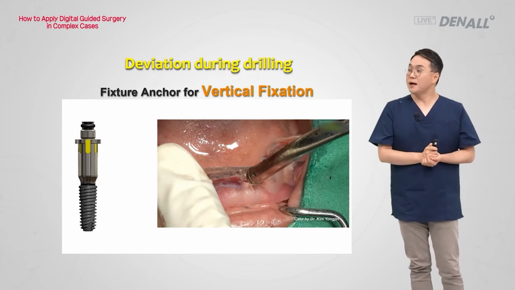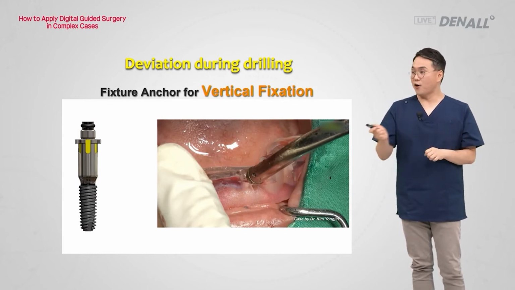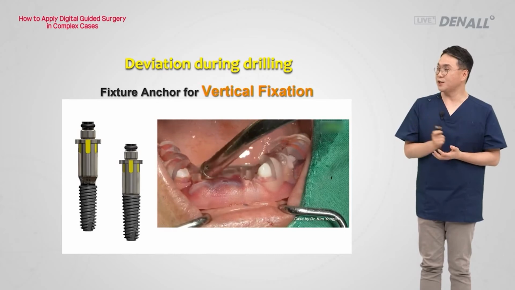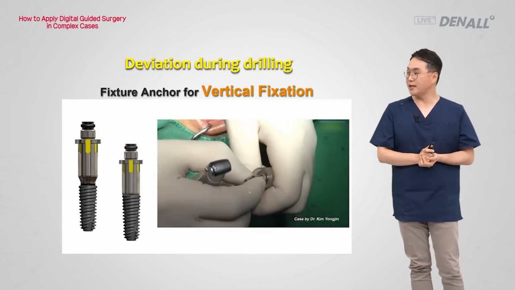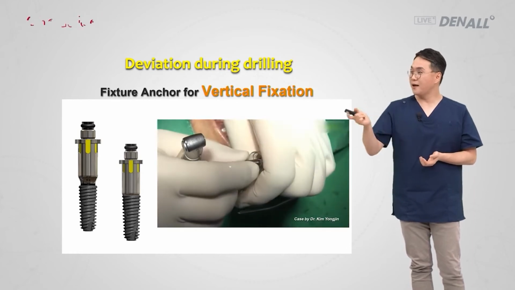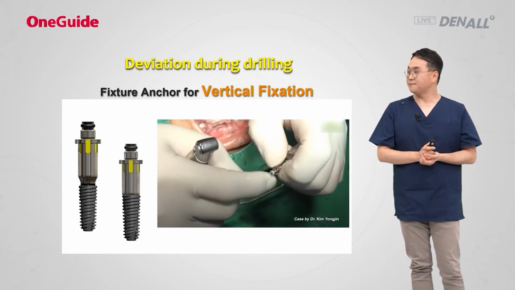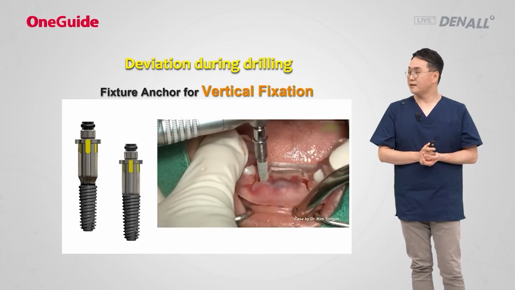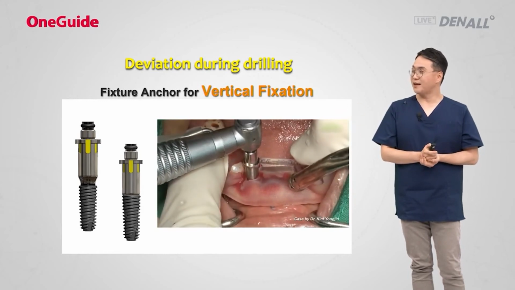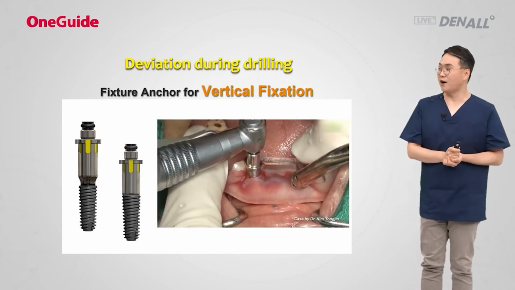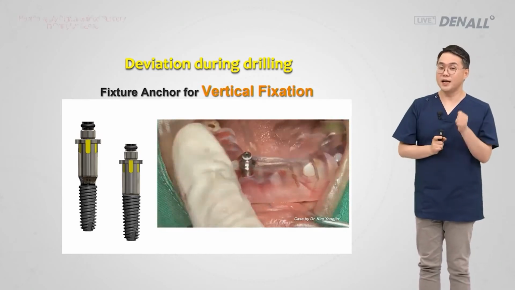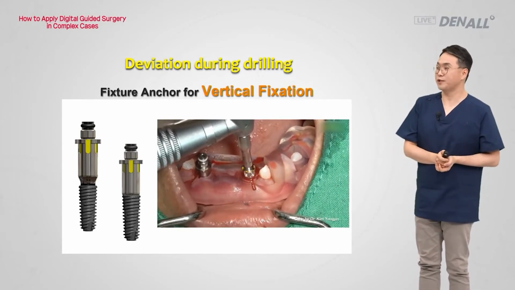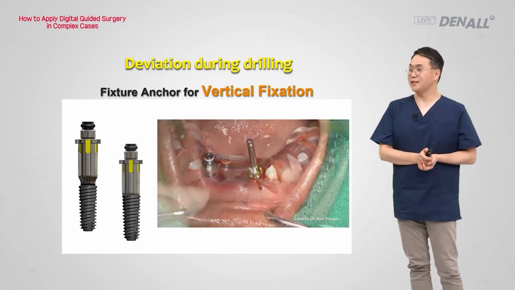Another thing, after implant placement, this is connected to the implant to increase the stability of the guide. This is the fixture anchor for vertical fixation. A no-mount type implant is connected to the fixture anchor. After that, the anchor driver is used to place it. So it is fixated first. Then when you drill the next hole and place the implant there, the distal guide tilting would be prevented. This provides additional vertical fixation.